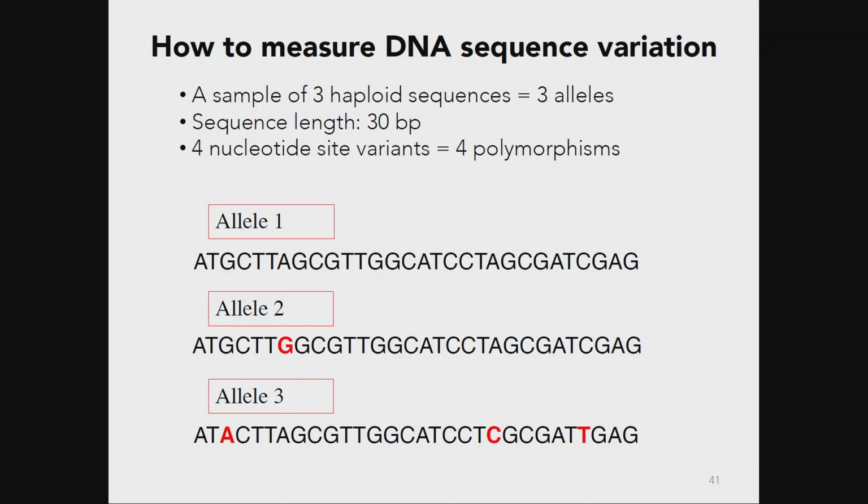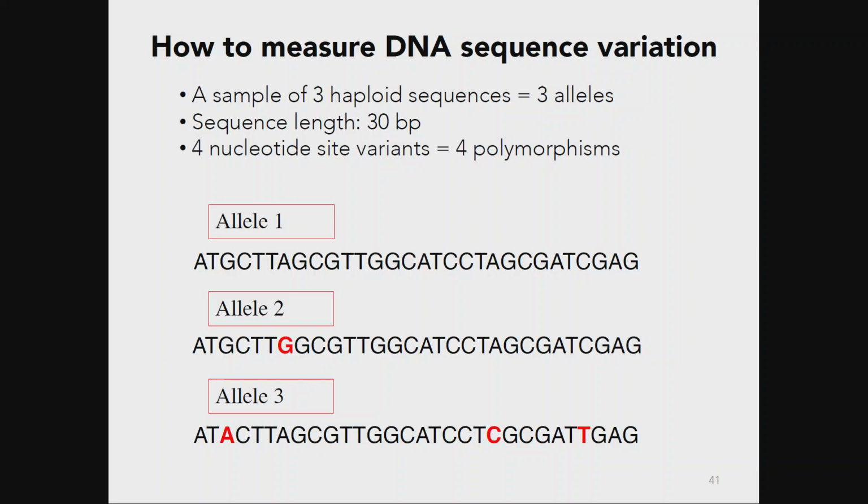Now what we can see here, which I have highlighted in red, is that we have a total, in this example, of 4 nucleotide site variants, or 4 polymorphisms, in other words, or 4 SNPs. So the first one is here, because allele 3 and allele 1 have an A, but allele 2 has a G, right?